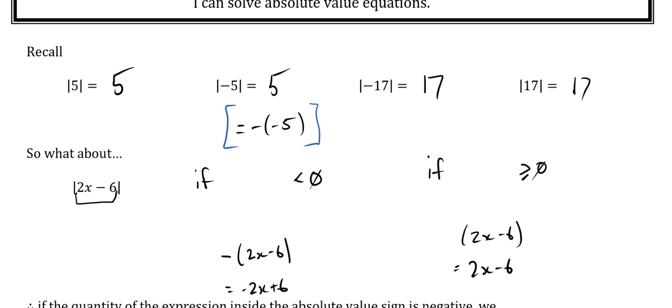Okay? So in this case, it's 2x minus 6 if 2x minus 6 is less than 0, or if 2x minus 6 is greater than or equal to 0. And what does that mean? If 2x minus 6 is less than 0, what does that mean?